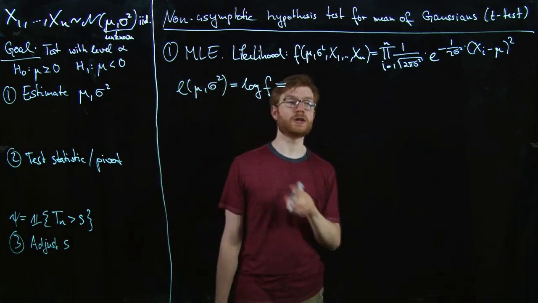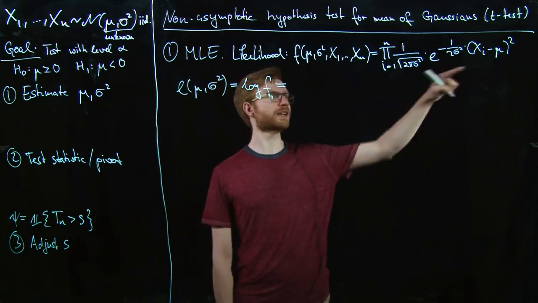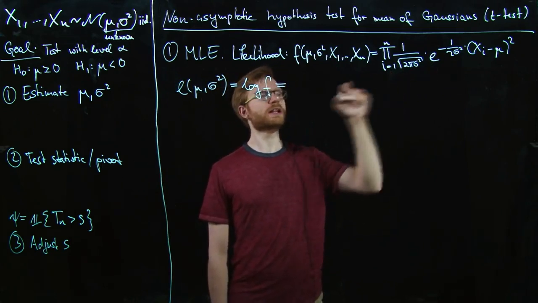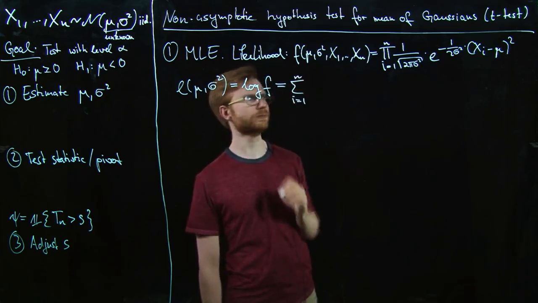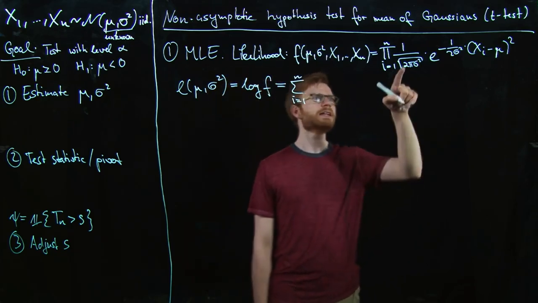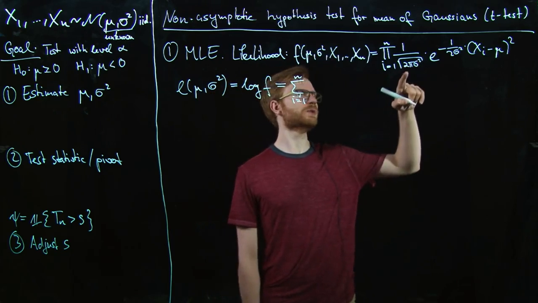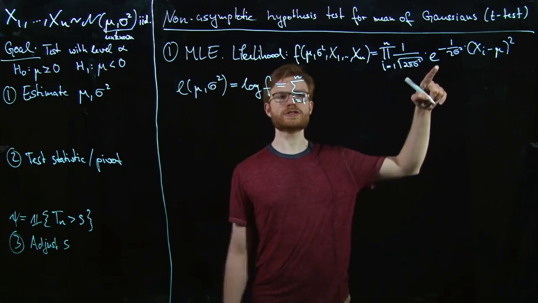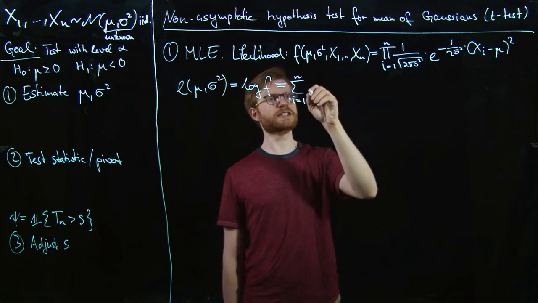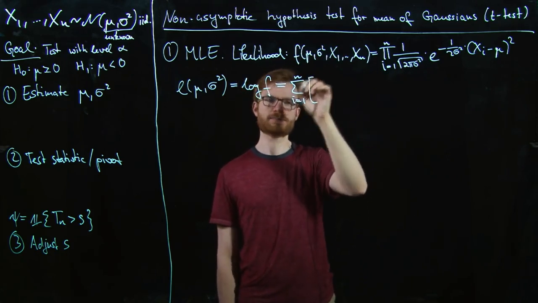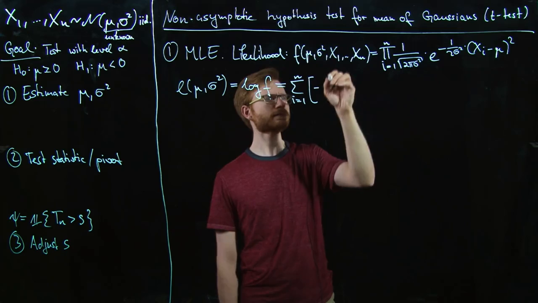This is going to be log f. Now, what happens if we take the log of this expression? Well, the product becomes a sum. Then this product between the prefactor and the exponential also turns into a sum. And furthermore, here I also want to take this apart. Let's make big brackets here.